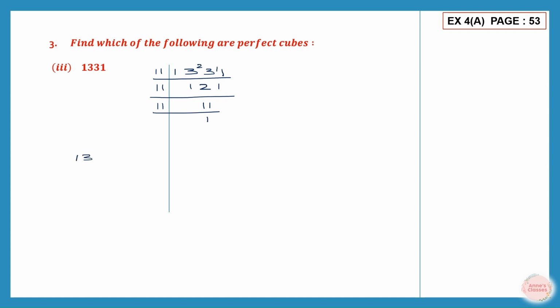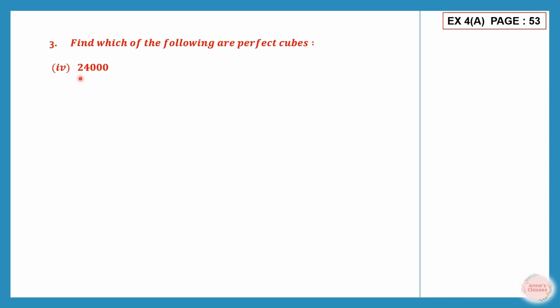So let's write down the prime factors of 1331. That is 11 into 11 into 11. So as you can see, this has formed a triplet and we don't have any extra number left. So whatever factors we have, we are able to form a triplet of identical factors. They're all 11 and there are 3 11s. That means this number 1331 is a perfect cube. So we can write that 1331 is a perfect cube.